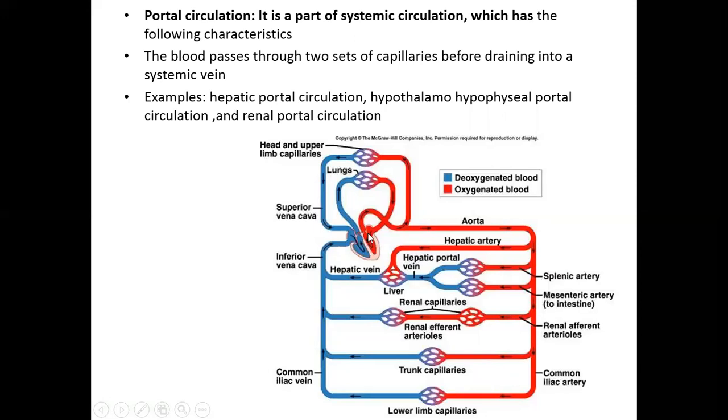Whereas in portal circulation, there are two sets of capillaries. So here an artery forms a capillary. Then there are efferent arterioles that emerge from this first set of capillaries. Then it forms again another set of capillaries. Then from there venules start. This type of circulation can be seen in certain organs like the liver, where we call it hepatic portal circulation. In the pituitary gland, hypothalamo-hypophyseal portal circulation, and in the kidney as renal portal circulation.